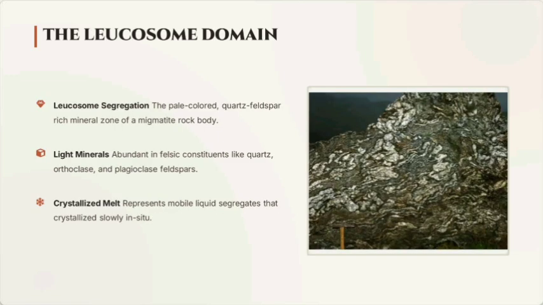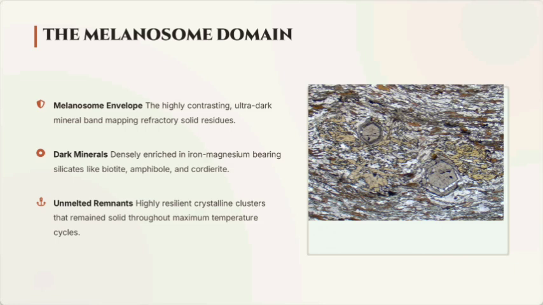The light-colored layers, called leucosomes, are formed from the melted material that later cools and crystallizes. The darker layers, known as melanosomes, consist of minerals that did not melt during the process. The interaction of these two components produces the characteristic mixed texture and banded appearance of migmatite.